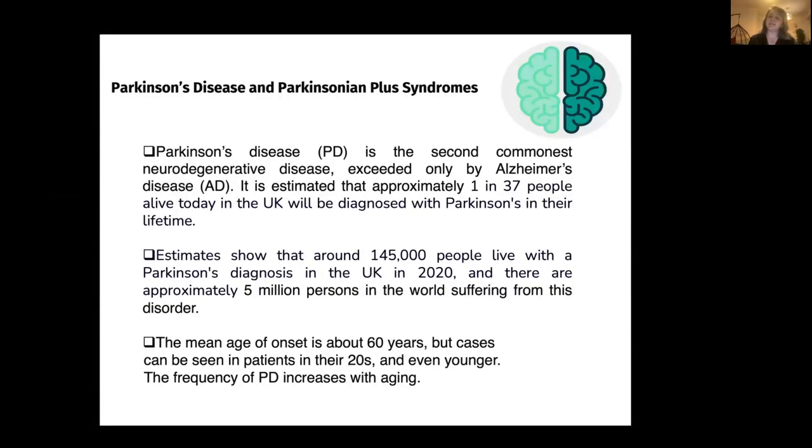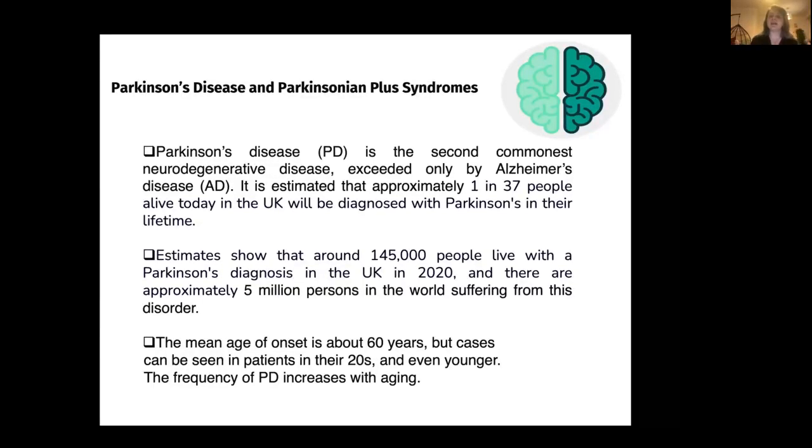So Parkinson's disease is actually the second commonest neurodegenerative disease, exceeded only by Alzheimer's, which is the most prevalent. And it's estimated that around 1 in 37 people alive today in the UK will be diagnosed with Parkinson's disease in their lifetime. The recent estimates have shown that around 150,000 people live with Parkinson's disease in the UK. The last estimate was done in 2020. And around the world, there are around 5 million people suffering from this disorder.